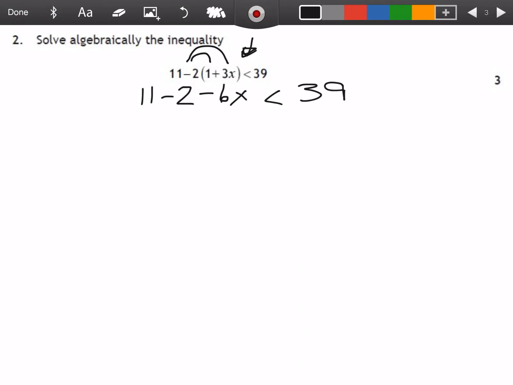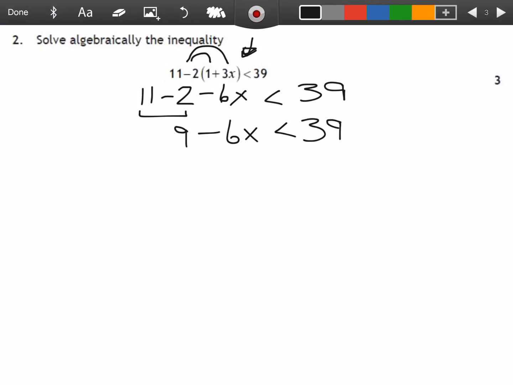Okay, now again, there's a couple of different ways you can approach this question. Some people put their x's on one side, the left. Some people put it on the other. It doesn't matter as long as you know what you're doing and you get the right answer. So if you want to pause it, do your version, see if you get the same. That's absolutely fine. I would maybe tidy this up a wee bit. 11 take away 2, so that's 9 take away 6x.